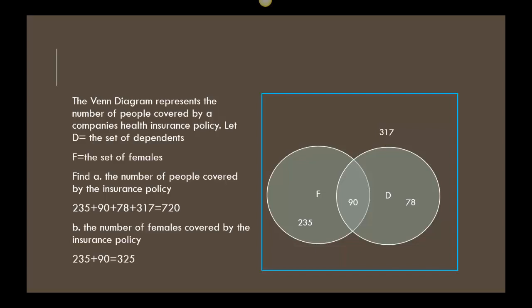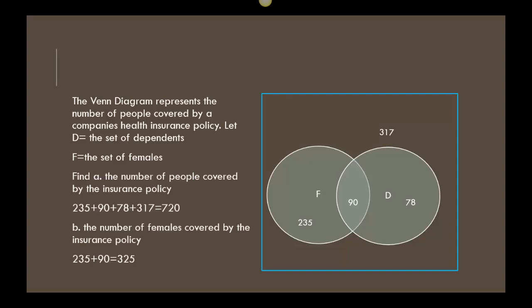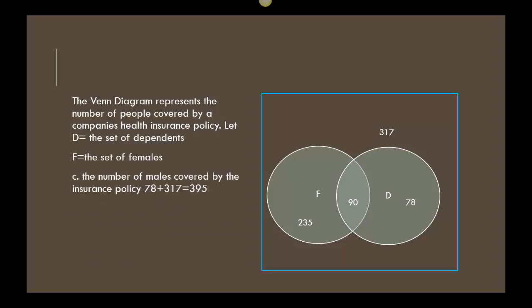Okay. Then set F is the number of females. So if I add up the 235 and the 90, which is my set F, my females, we had 325 people that were females. All right. Then if I want to know how many people are males, I have two choices. I could go back and say, we know there's 720 people and 325 are females, which means the rest of them are men. Or we can say I have what's outside of the female circle, which is 317 and 78, which gives me 395. So either way, we'll get the same number. You can pick which way you'd like to do it.